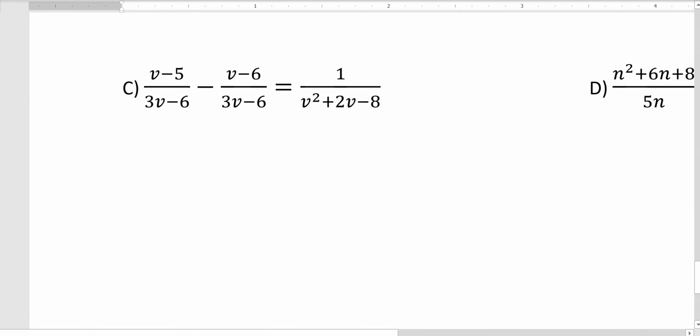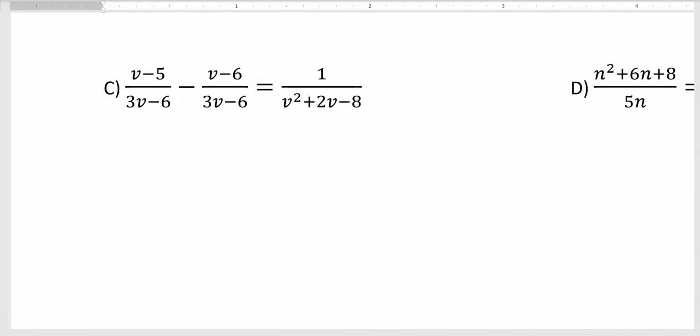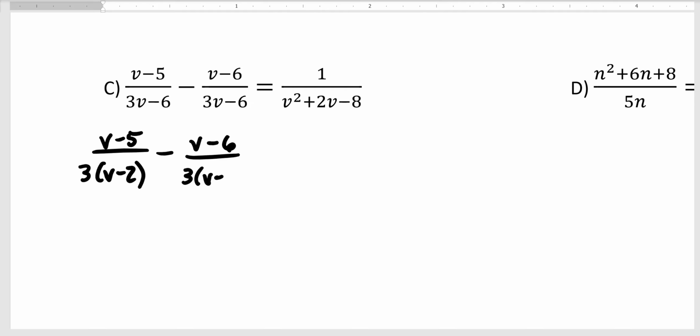All right, let's look at letter C here. This will be a fun one. Common denominators to start with. So I see right away here, 3v minus 6 is a denominator that we have here. So that is 3 times v minus 2, right? So I'm going to have v minus 5 over 3 times v minus 2 minus v minus 6 over 3 times v minus 2 equals 1 over, well, v squared plus 2v minus 8 would be v plus 4 times v minus 2.